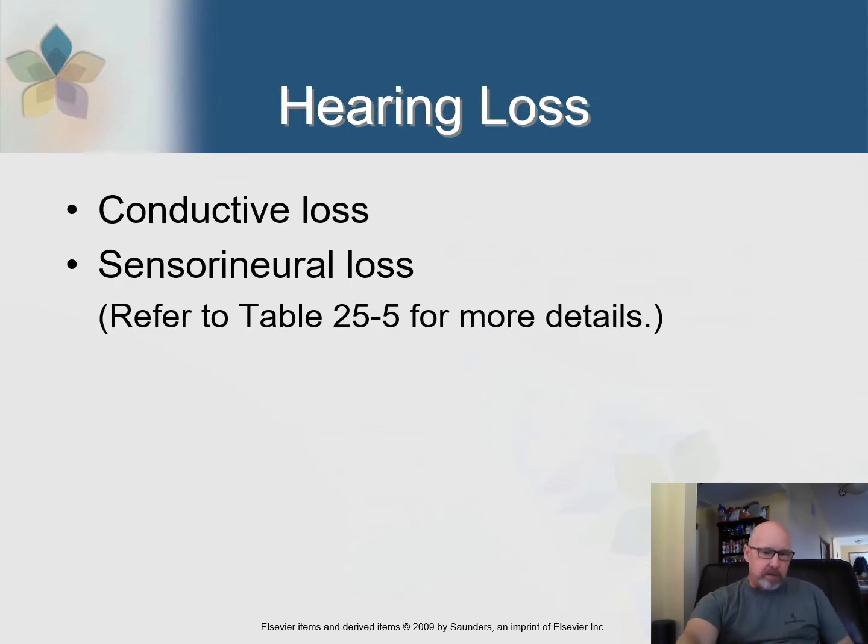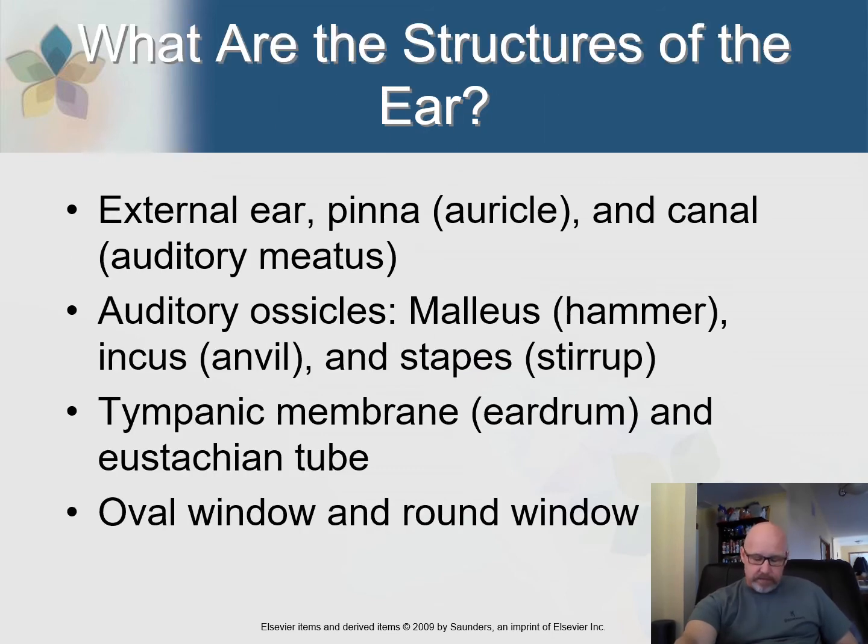Moving on to hearing loss and structures of the ear. Okay, you have different types of hearing loss. So first off, let's look at the structure of the ear. You have the external part of the ear, the pinna, which gathers all the sound waves. It focuses them into your ear canal, and then those vibrations hit up against your tympanic membrane inside your ear.